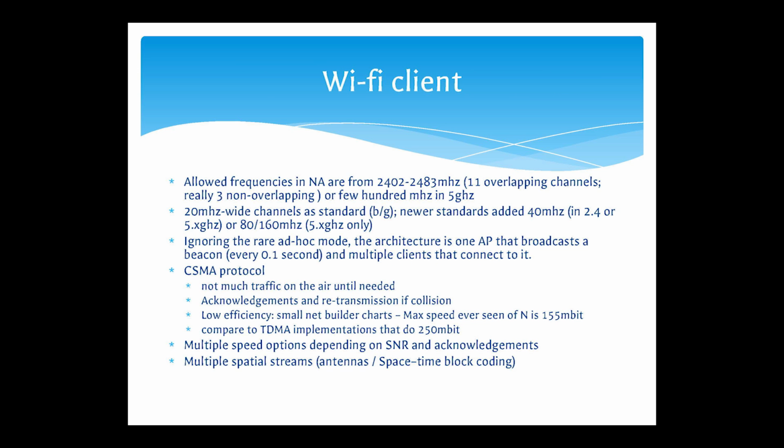The last example I'll have is the Wi-Fi client, your laptop, your cell phone, something like that. There are a lot of unlicensed frequencies which are allowed for Wi-Fi. In North America, there's the 2.4 gigahertz band from 2402 to 2483 megahertz. That gives you 11 overlapping channels. But if you want to get the best performance, you need to set your equipment to be non-overlapping. And there are only 3 of those non-overlapping channels.